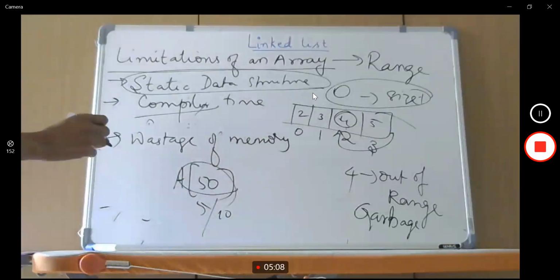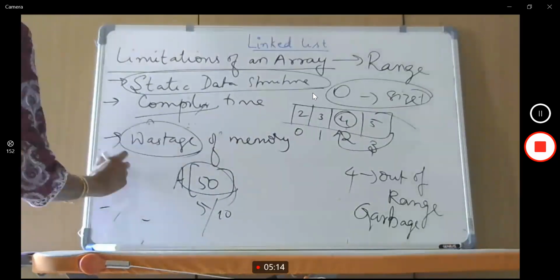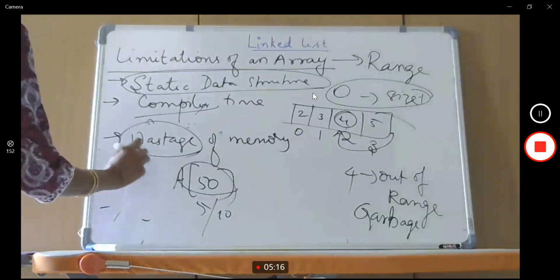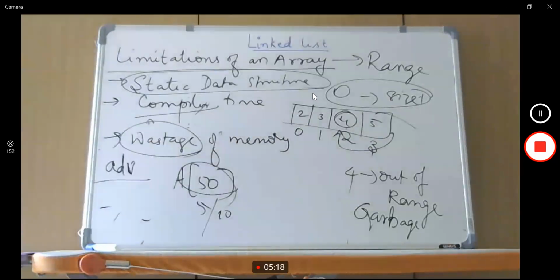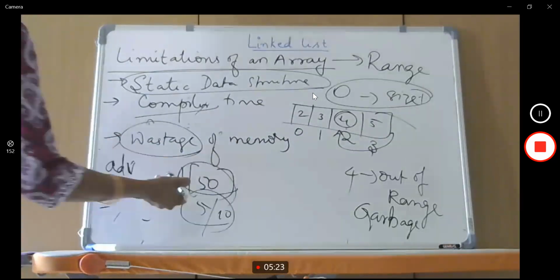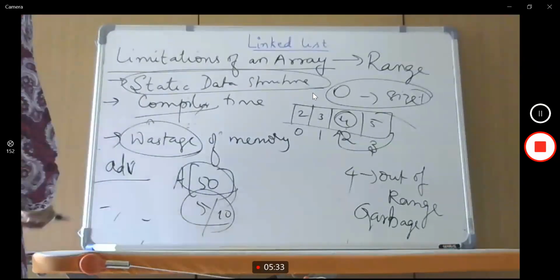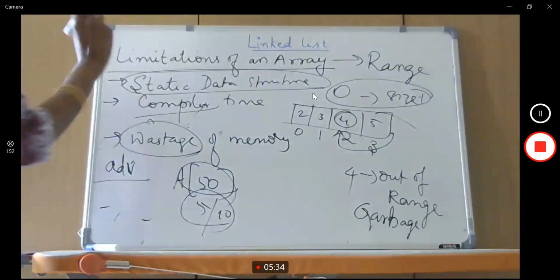Why is it leading to wastage of memory? Because you do not know in advance how much space you require. You do not know how much memory is required. So you are simply declaring A of 50, but you take only 5 or 10 elements, and that is going to lead to wastage of memory. So these are some of the limitations of array. Let me summarize what we said. We said array is a static data structure.